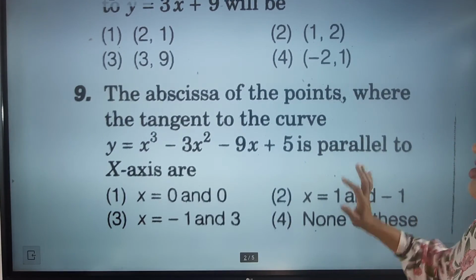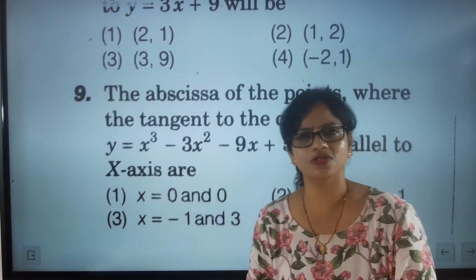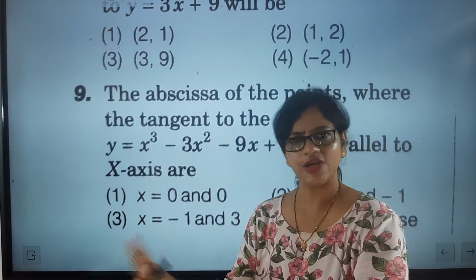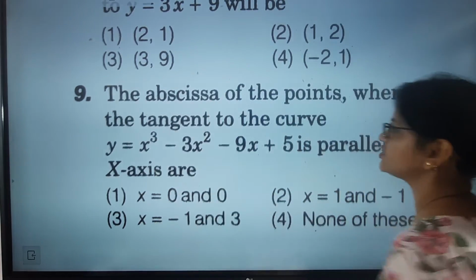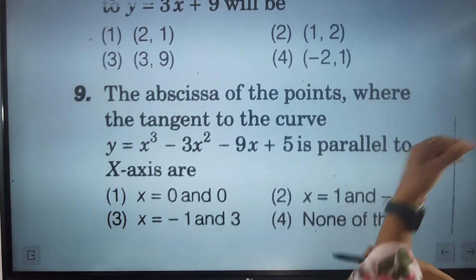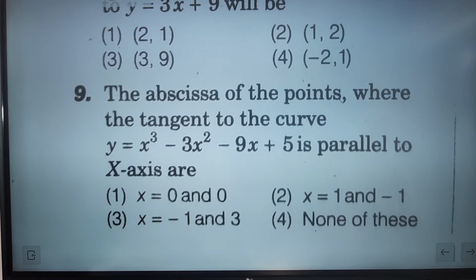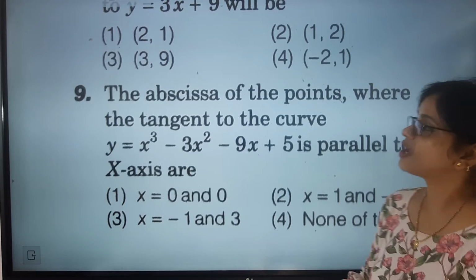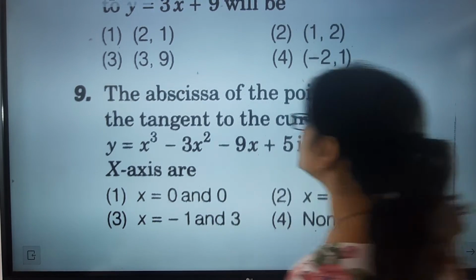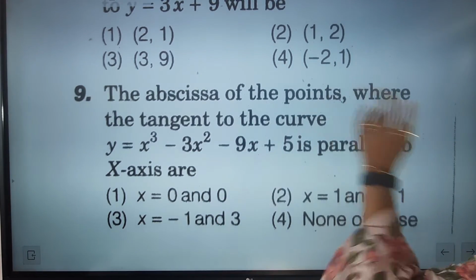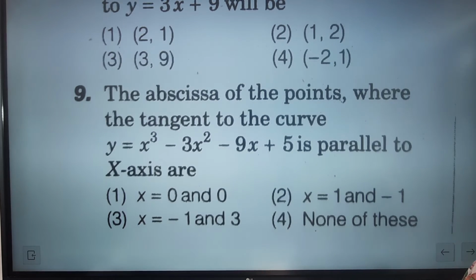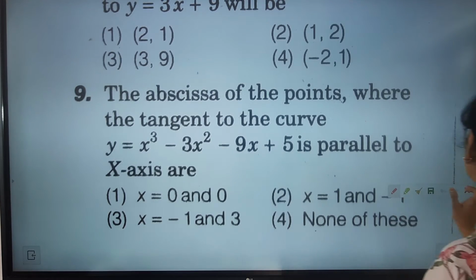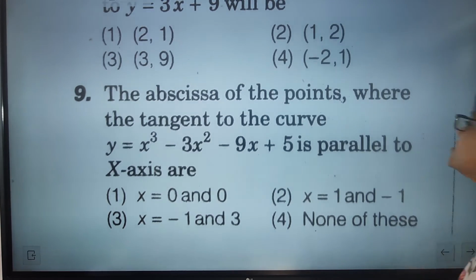Now this question is there, length of subtangent, subnormal concept means tangent normal value I have given you. So let's see if the question is coming, we will be solving. But here the next important question given is: the abscissa of the points where the tangent to the curve is parallel to the x-axis. So the tangent is parallel, the abscissa of the point where the tangent is parallel.